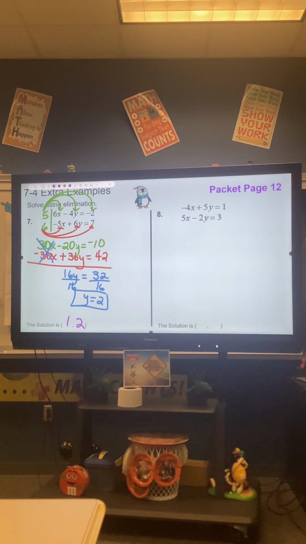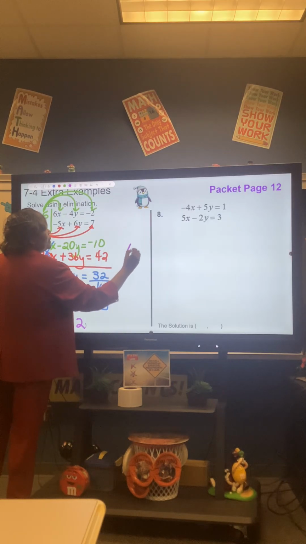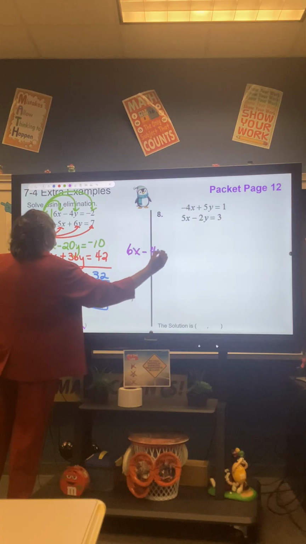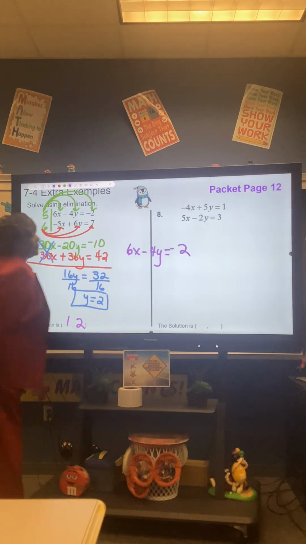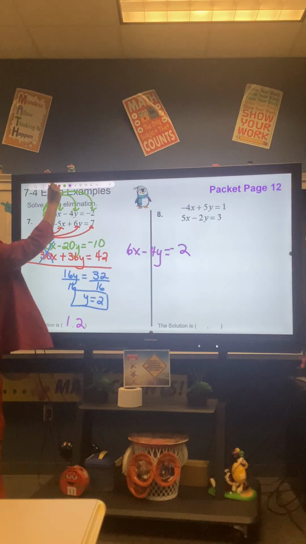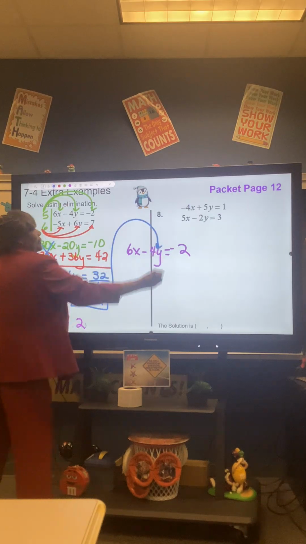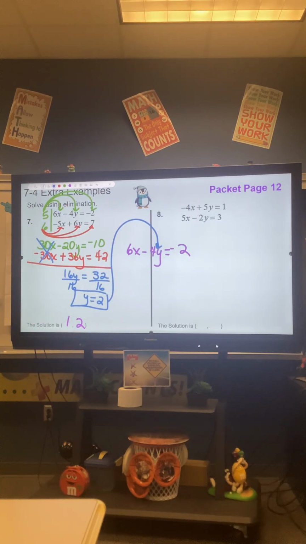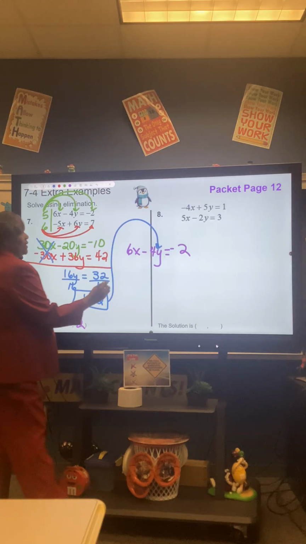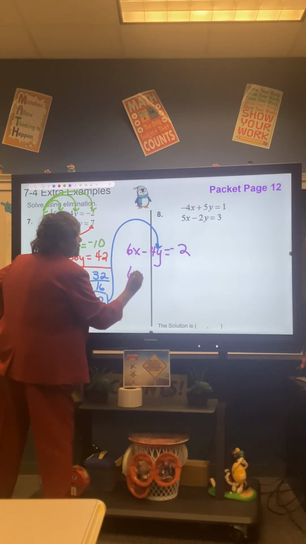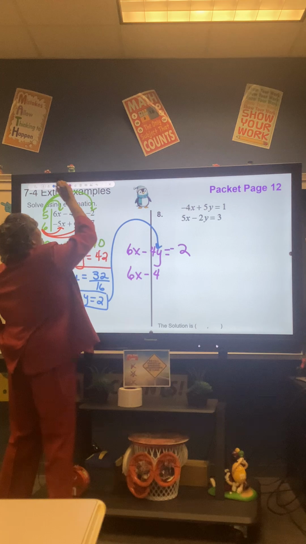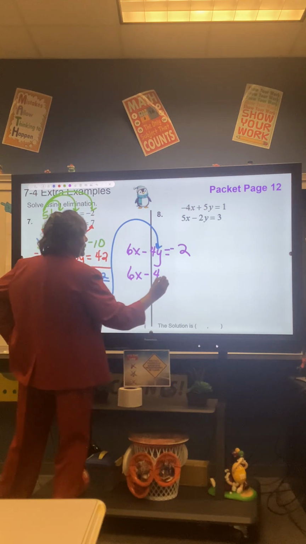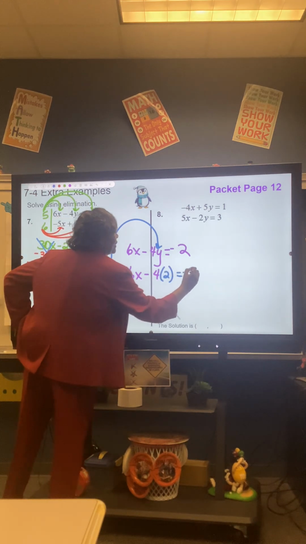Which one you wanna use? Top. 6X minus 4Y is equal to a negative 2. I'm replacing this in for the Y. So my 6X minus 4, I'm going to replace my Y value with a positive 2, and that gives me a negative 2.